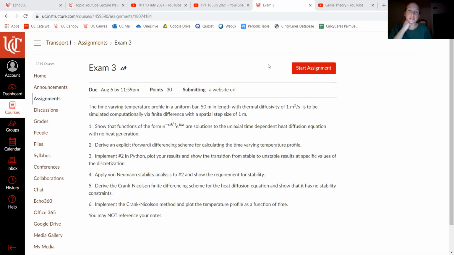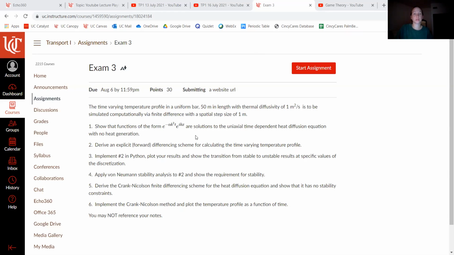Hi, and this is the first part of a six-part series that I will be doing for my exam 3 submission for my transport class. And this series is about basically simulating a time varying temperature profile in a uniform bar.